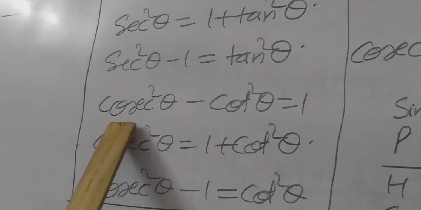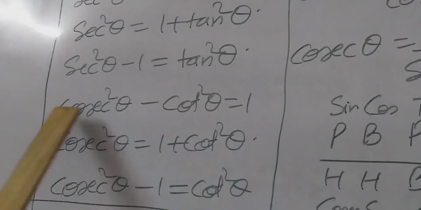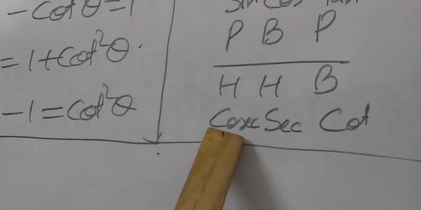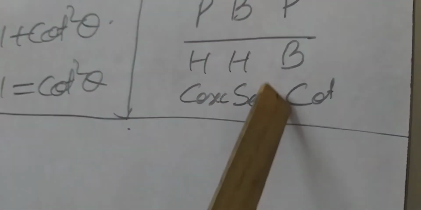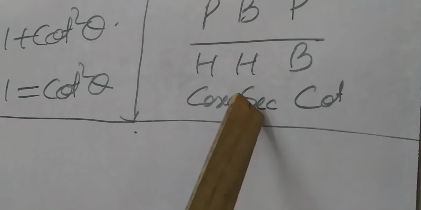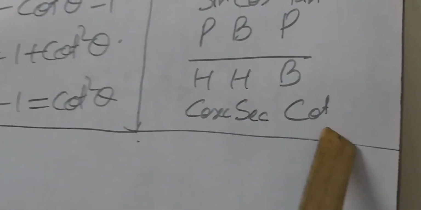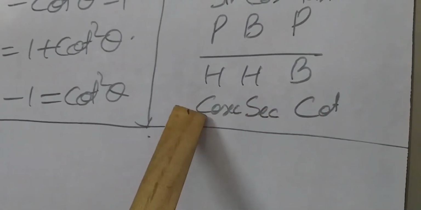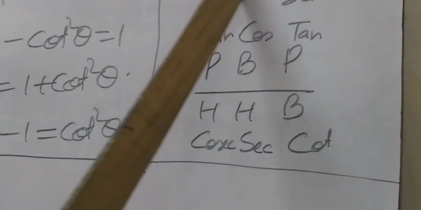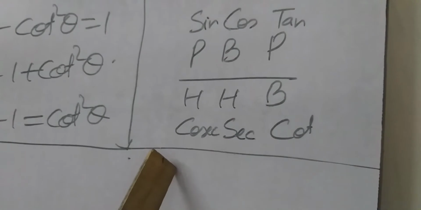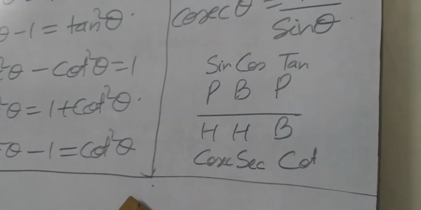Next is cosec square theta minus cot square theta equal to 1. So this is cosec, this is cot. You can see one trigonometric ratio is coming between them. So we have to put minus sign. Cosec square theta minus cot square theta equals to 1. So by the help of this trick, we can learn all the identities.